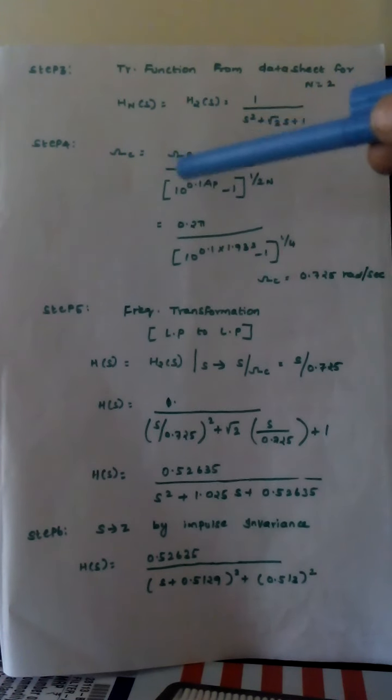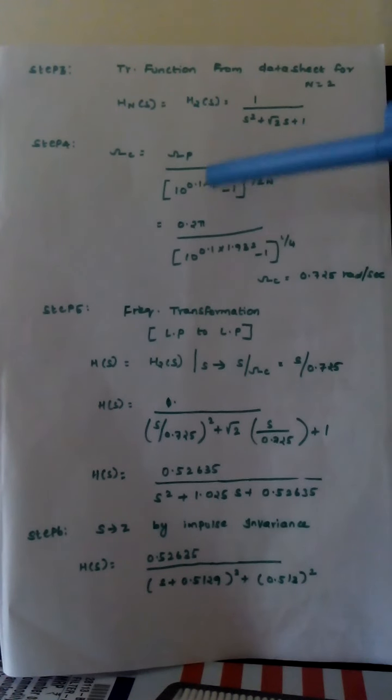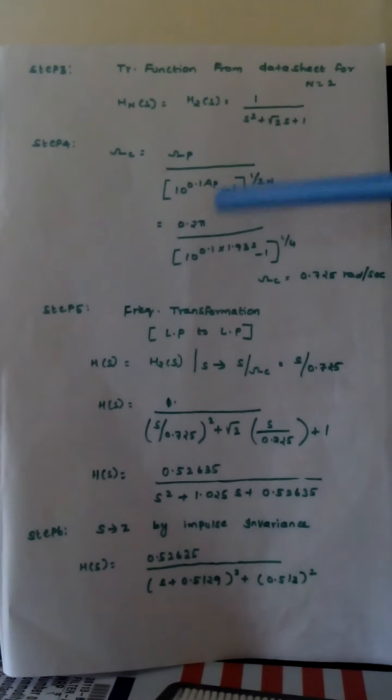Next step, we have to find out the cutoff frequency. So omega c equals omega p divided by (10 to the power of 0.1 ap minus 1) the whole power of 1 by 2n. Here ap is 2 and n value is 2, so 2n is 4. If you substitute omega p and ap, which we know, we get omega c as 0.725 radian per second.